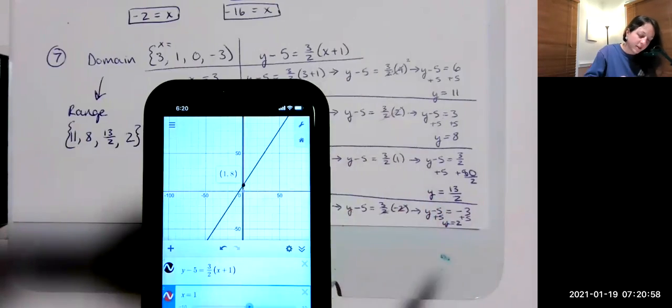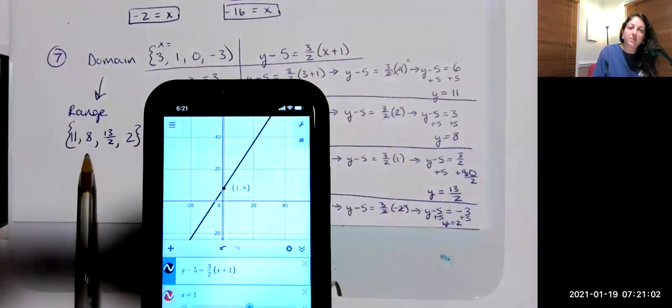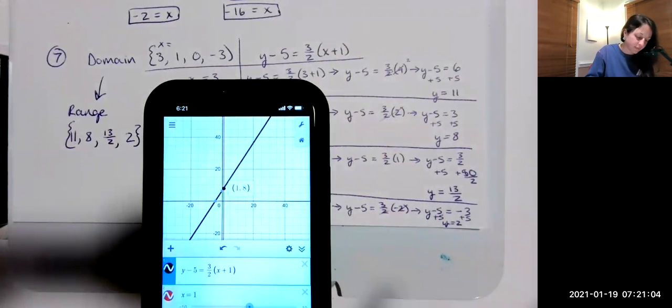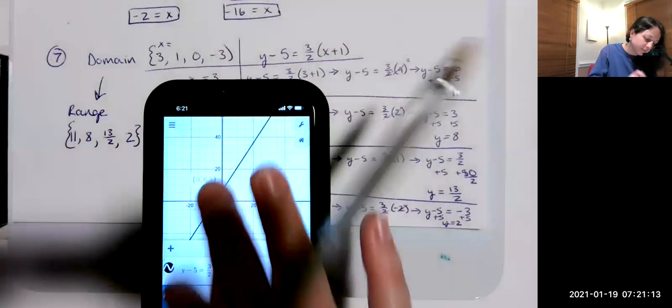Click on that dot where they meet up. 1 comma 8. All right, next, 13. Oh, sorry, not 13 over 2. That's the answer. 0, 6.5.